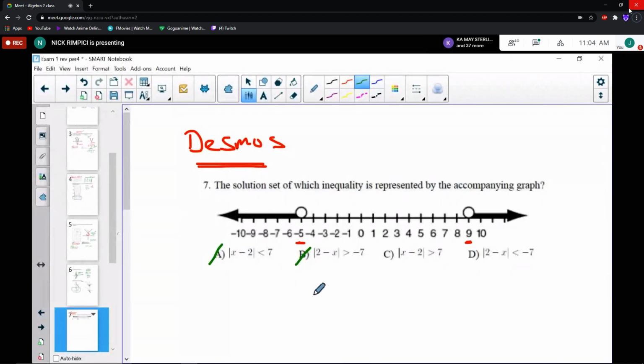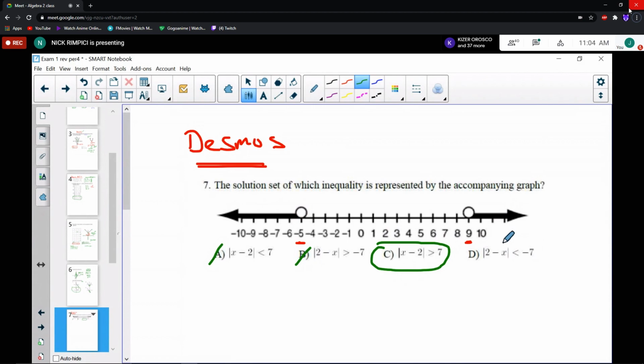Okay, it should be loaded up. I have shading to the left of -5 and to the right of 9. So this one does make sense. Answer choice C works. Now, if you check D, I promise you it doesn't work.